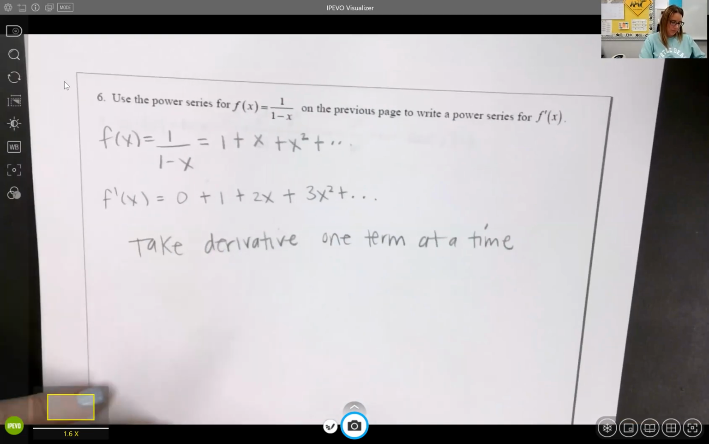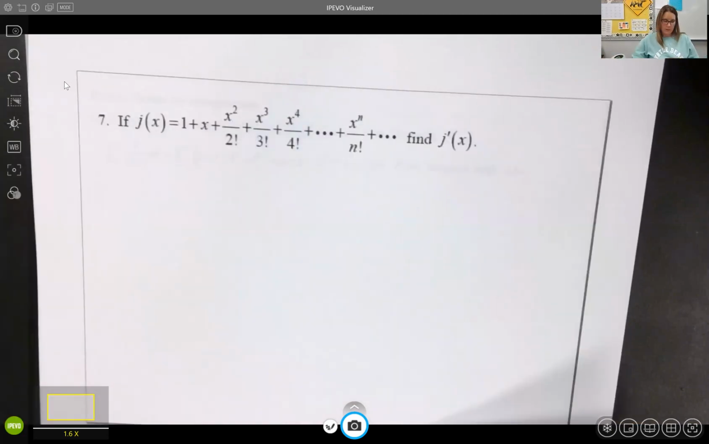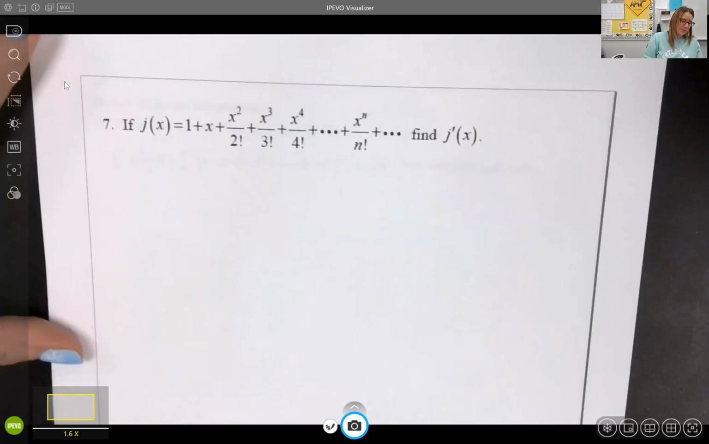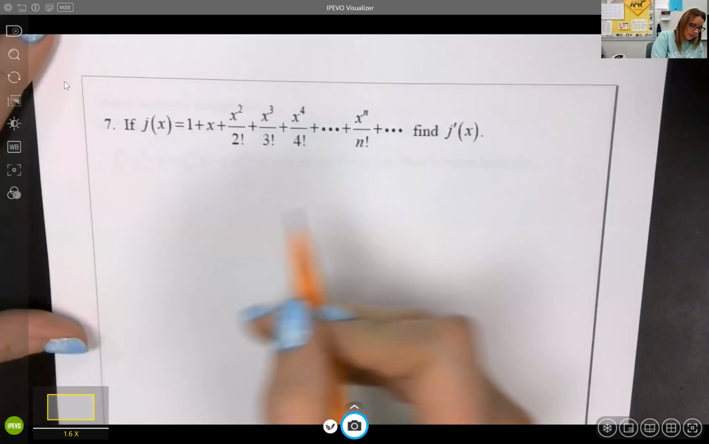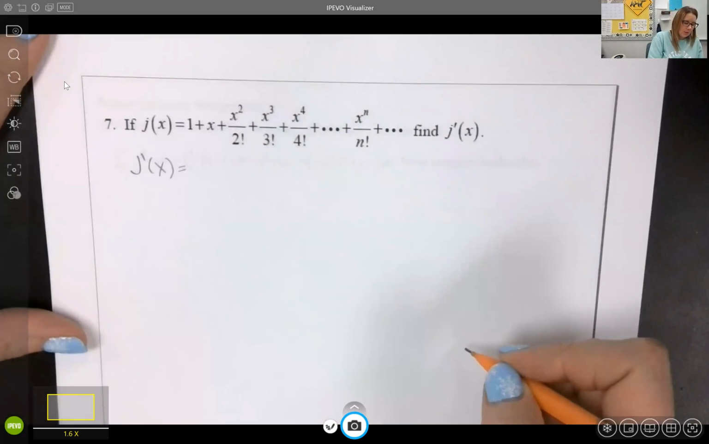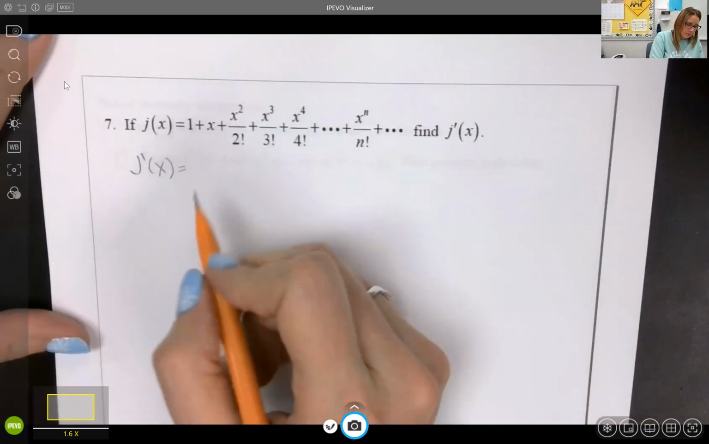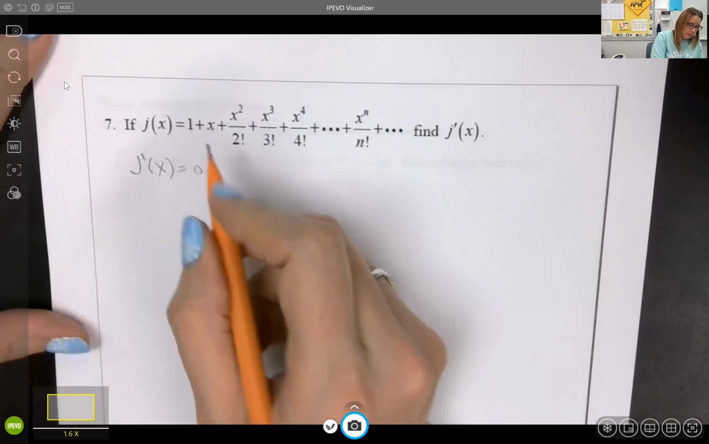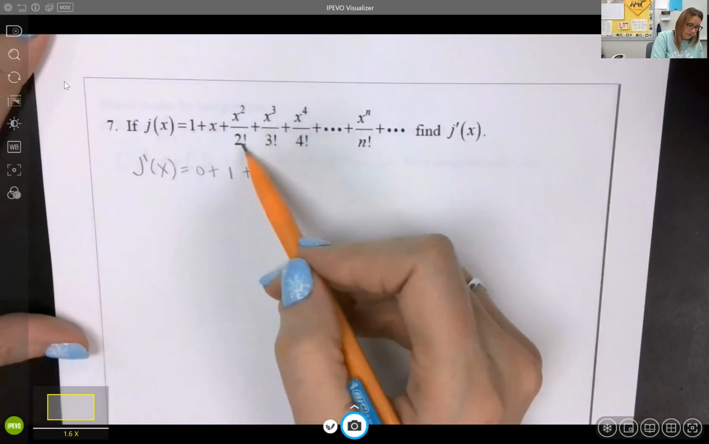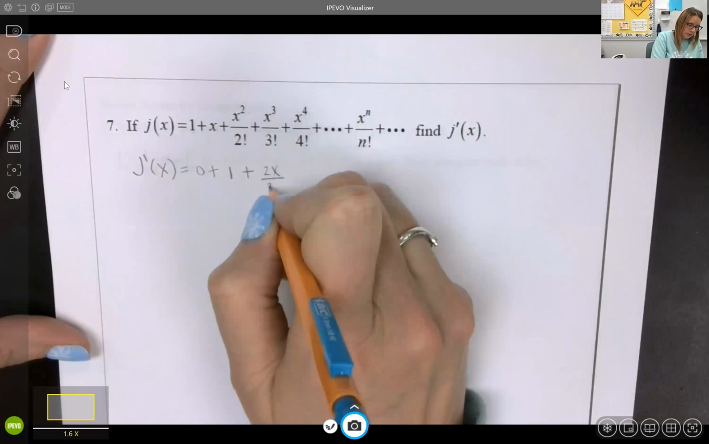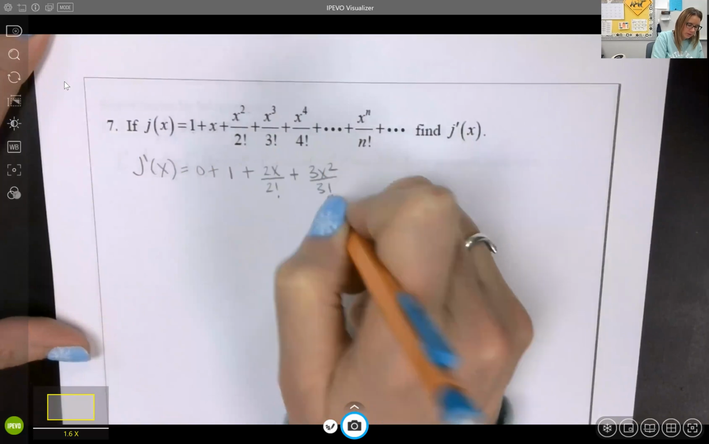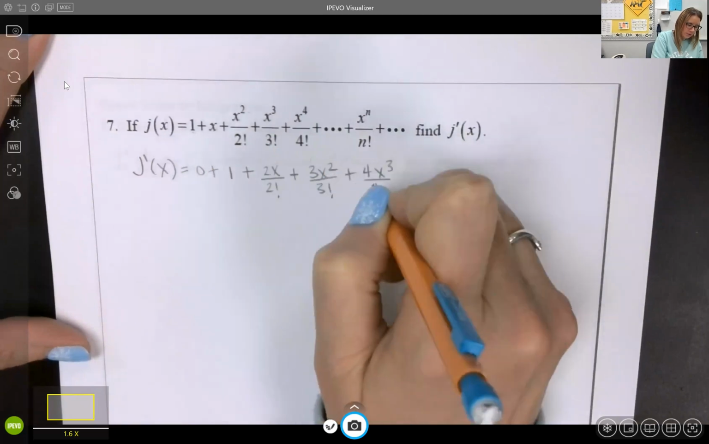What if we go backwards and we take the integral? We could do that, but I forgot we have one more example. So let's do this. So we're going to find the derivative of j of x. So one term at a time. The derivative of 1 is 0. The derivative of x is 1. The derivative of x squared over 2 factorial is 2x over 2 factorial. 3x squared over 3 factorial. 4x cubed over 4 factorial.